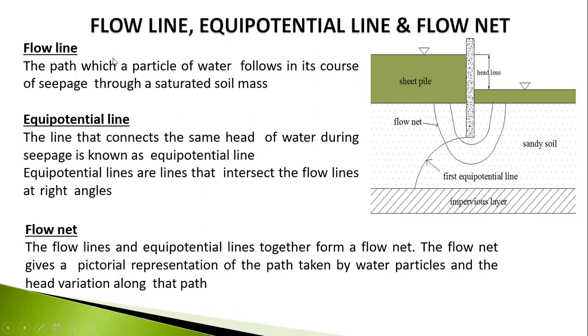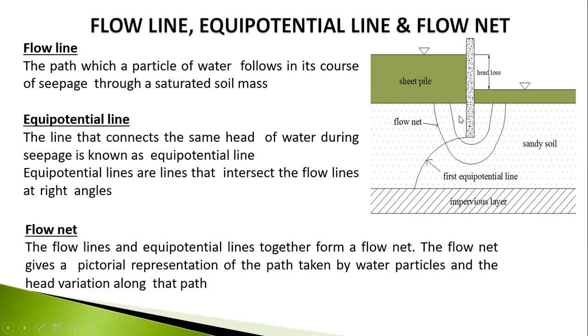So here, what is called a flow line? That means if the water percolates through this region, through the soil particles, the path is called the flow line. So this is actually the flow line, not the flow net. There the water is percolating. So this term, the path along which the water percolates, is called the flow line.